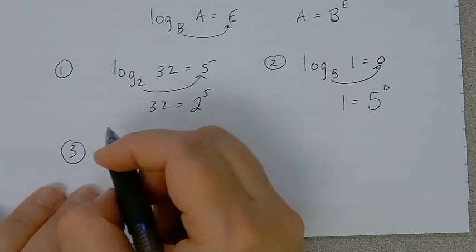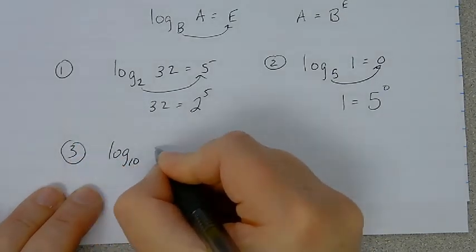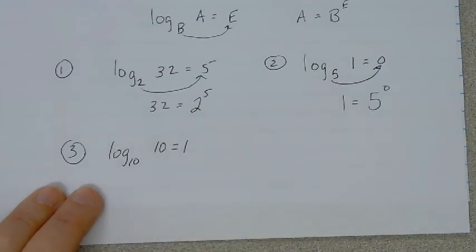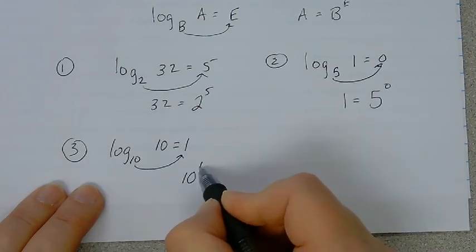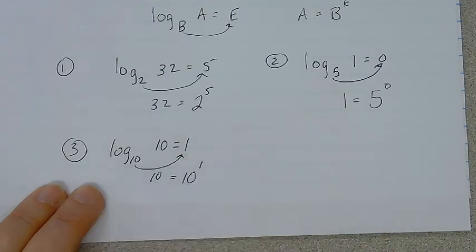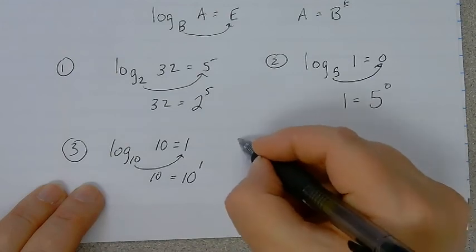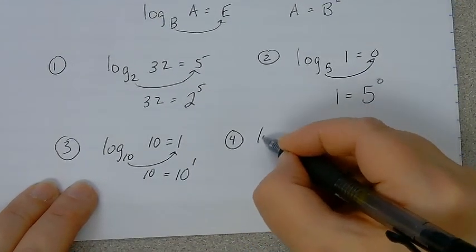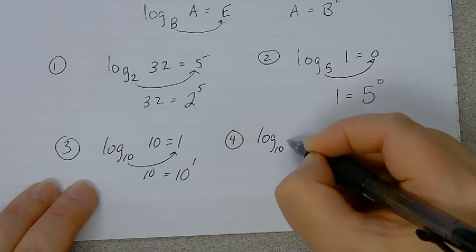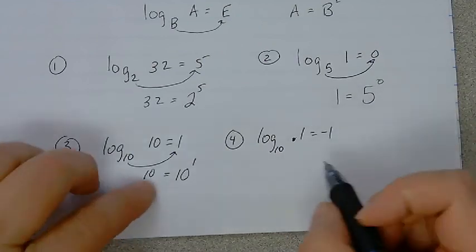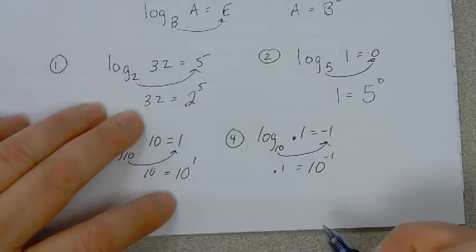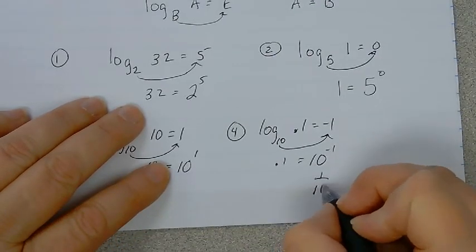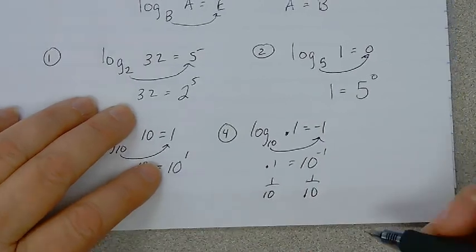Here's another true statement. Log base 10 of 10 equals 1. So the equivalent to this would be 10 is the base, 1 is the exponent, equals the answer. And that's a true statement. 10 to the 1st power equals 10. Here's another true statement. Log base 10 of 0.1 equals negative 1. 10 to the negative 1 equals 0.1. That's true because this is 1 over 10 and 0.1 is also 1 over 10. So that's a true statement.